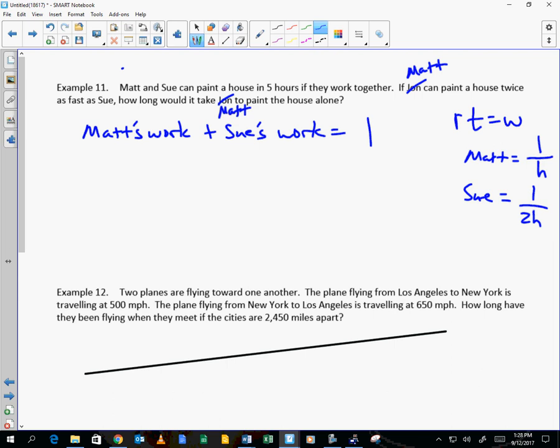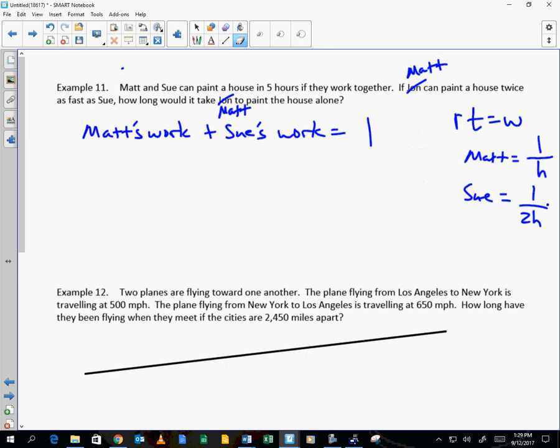Now, there's another way to organize this. Some people would say, well, Sue paints one house every H hours. Then Matt would paint two houses every H hours, right? Whether you set it up like this or this, you'll get the same answer, okay? But there are multiple ways to set it up, okay?